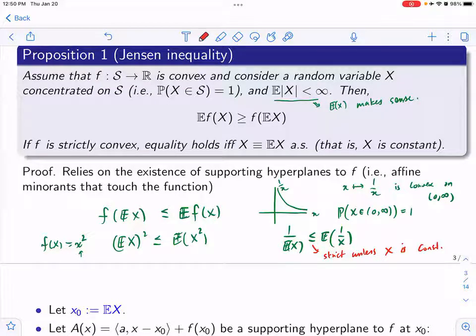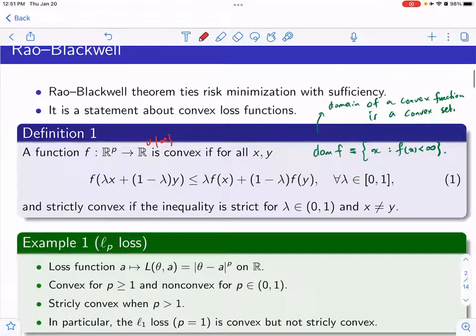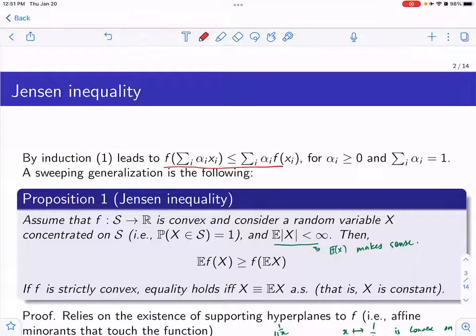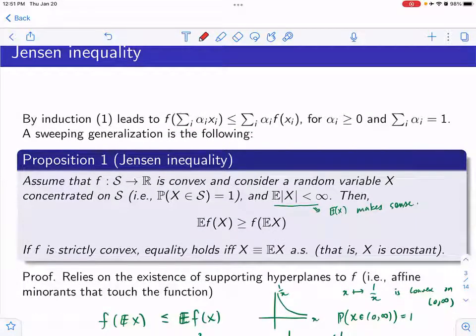So the very basic case of this, where x takes two values with probability lambda and 1 minus lambda, is basically this. If x takes values x and y with probability lambda and 1 minus lambda, and you write down Jensen's inequality, that would be just the definition of convexity. So this is a generalization: once you have it for 2 points, then you have it for any distribution. You can easily generalize it to multiple points, but this is generalizing it even beyond that to infinitely, uncountably many points. Okay, questions?